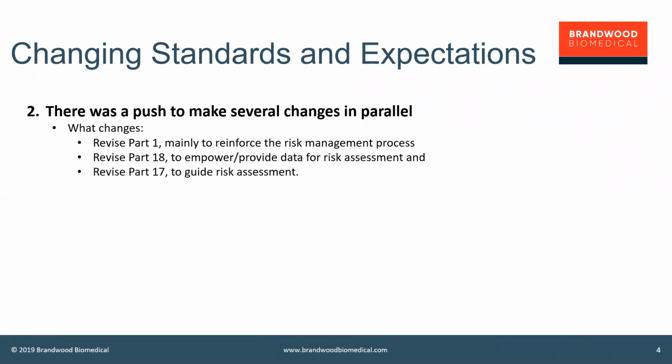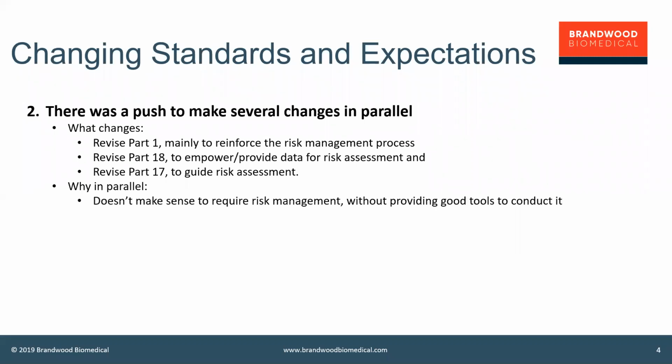And then Part 17, which deals with allowable limits, is turning into a risk assessment guide or textbook almost, and it's going to be renamed toxicological risk assessment. So that's what the changes were all about. So why do them in parallel? Well, it actually doesn't make sense to require risk management in Part 1 without providing good tools to enable it to be conducted. So there was a push to simultaneously revise those three parts of 10993.